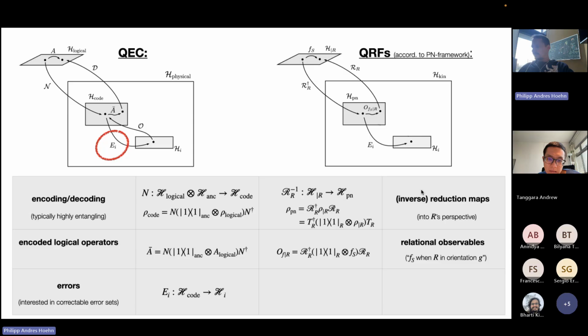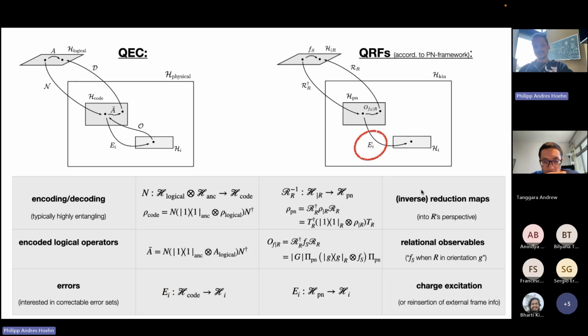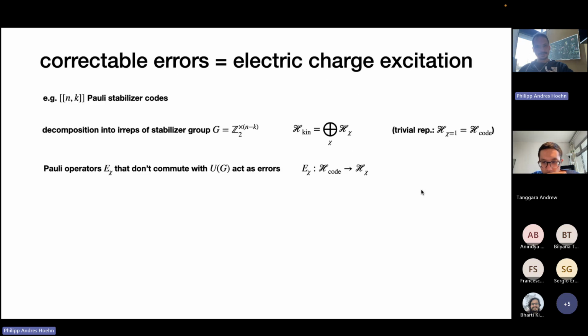And now on the quantum error correction side, of course, we have these errors that take you from the code space to some target space. And on the quantum reference frame side, or the gauge theory side, really more generally, we can think of them as charge excitations. I think I have that on a separate slide. Yeah. So maybe let me just briefly explain that here for, like, [N,K] Pauli stabilizer codes. I assume you know what these are.